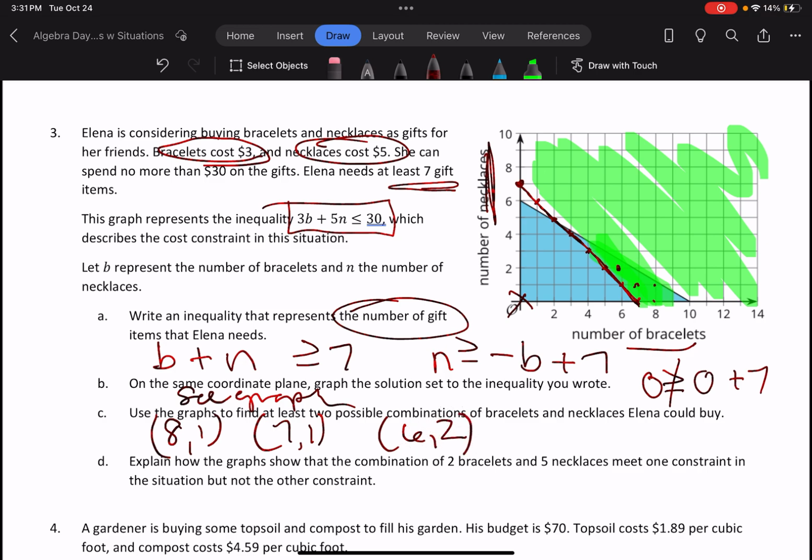It says explain how the graphs show that the combination of 2 bracelets and 5 necklaces meet one constraint in the situation but not in the other. So 2 plus 5 is greater than or equal to 7. Oh, I wrote 6, but I said 7. There we go. Greater than or equal to 7. So it works for the number of presents.